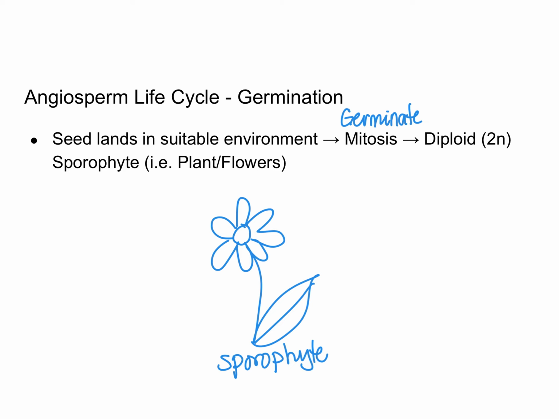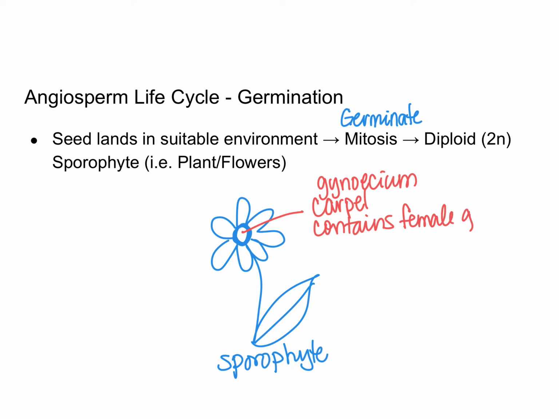And then remember that in the center area of the plant here, we have the carpels, also known as the gynoecium, which contains the female gametophyte. And then we also have the male gametophyte in the androecium, which were the stamen, and they contain the male gametophyte.